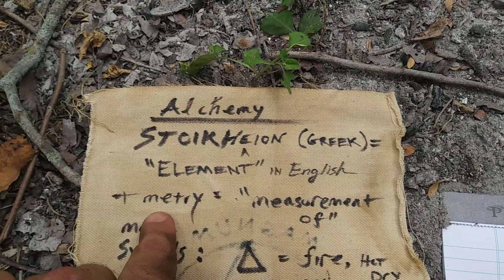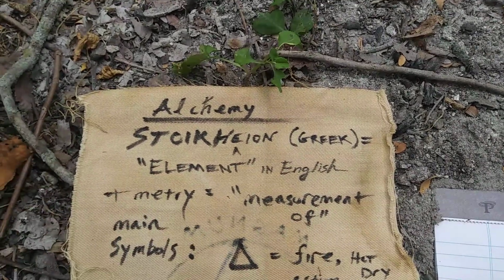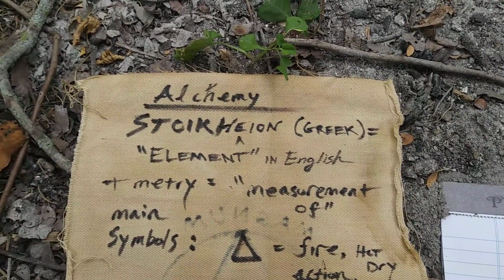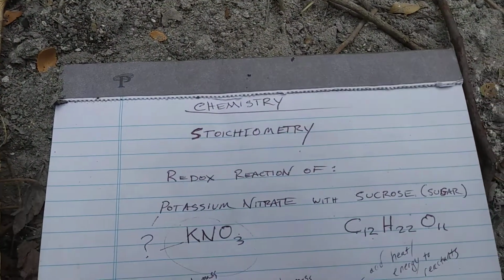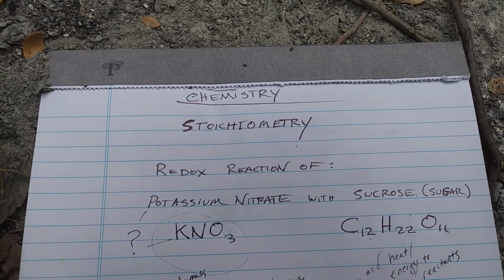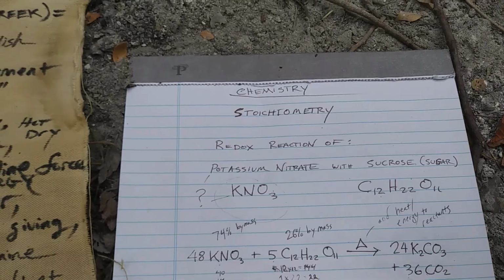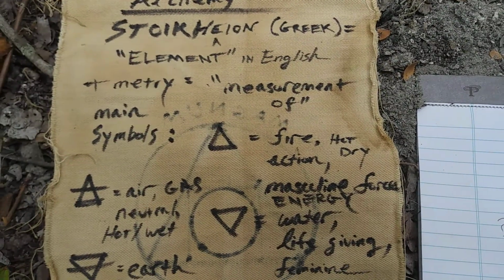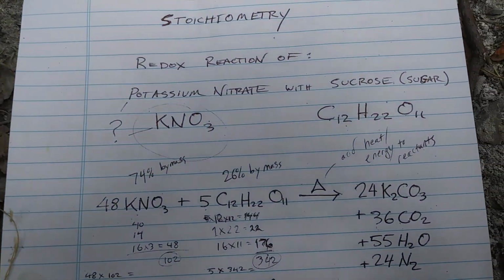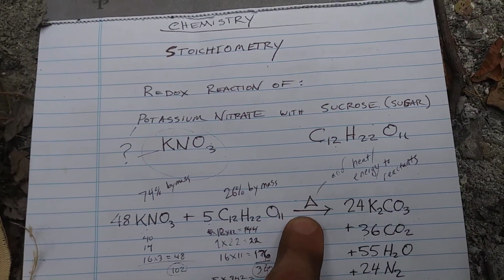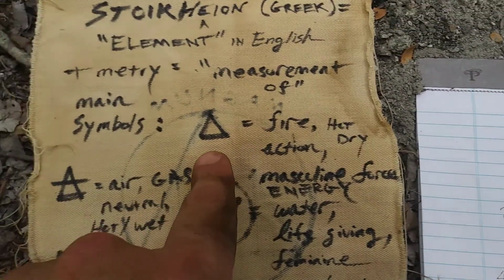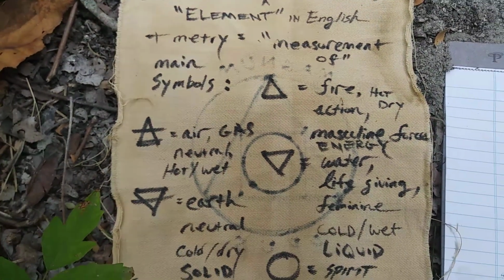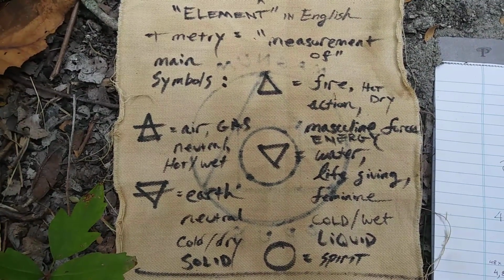Metry is an English term for measurement, as in the metric system, a measurement system. So stoichiometry is a measurement of the elements. Well, that makes sense. And here's this triangle symbol. Look at here. There's the triangle that we saw in chemistry class, and here's the triangle that we see in the alchemical symbols that we've got sketched up here.